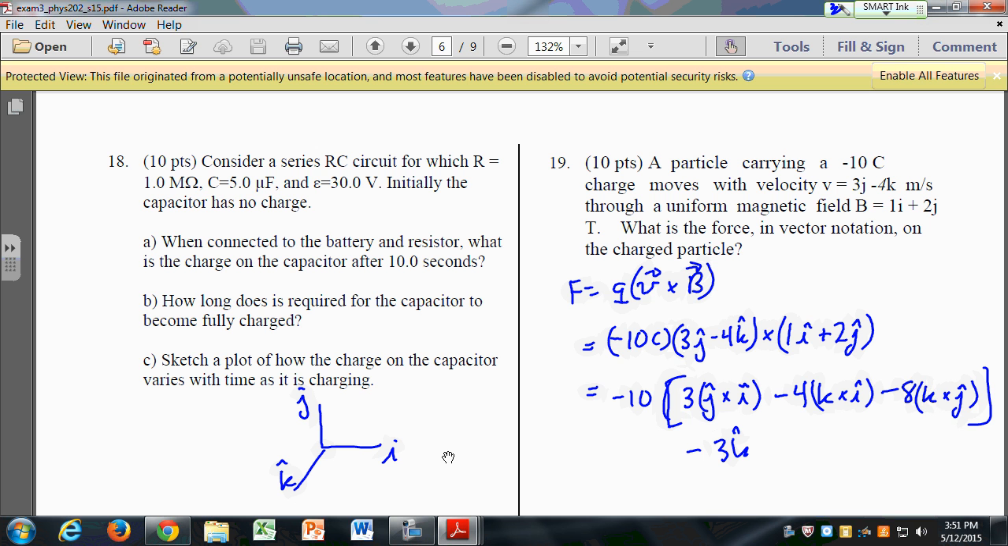And K cross I was positive J. And K cross J was negative I. So that's times, all that times 10. So negative 30K minus 40J plus 80I in newtons. Would it become negative 10 or no? Oh yeah, negative 10. I'm sorry. Yes. So 30K, 40J minus 80I.